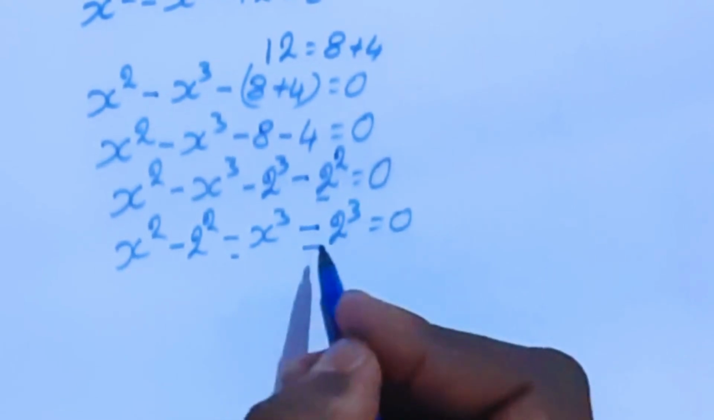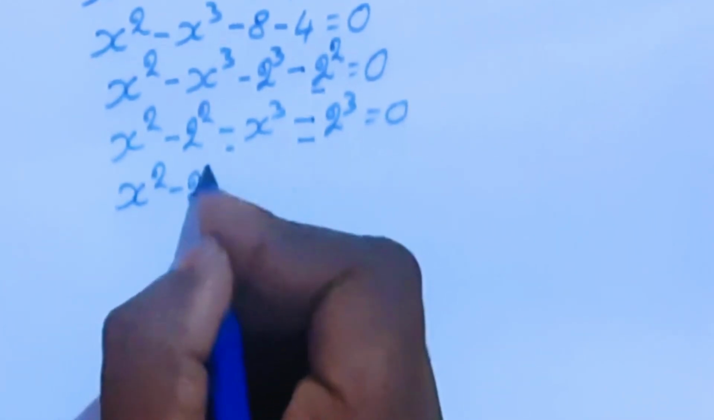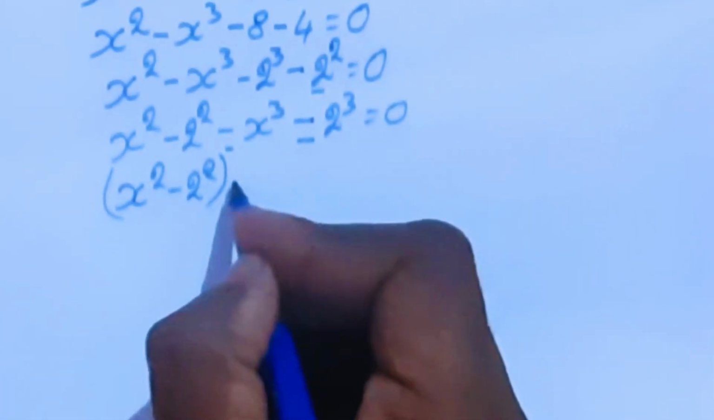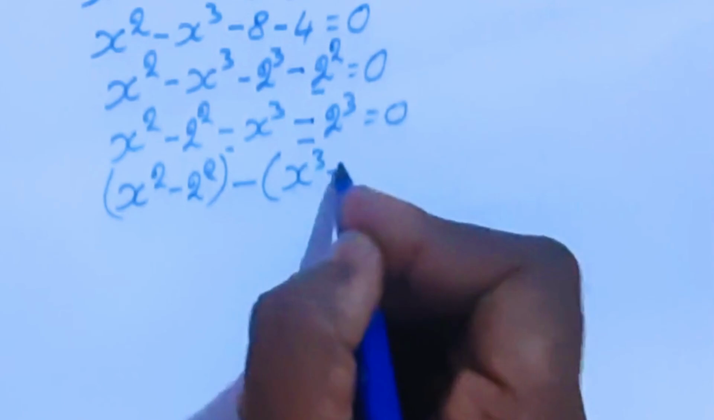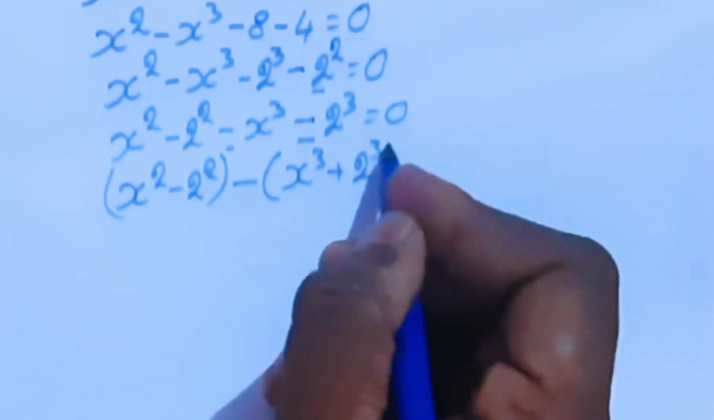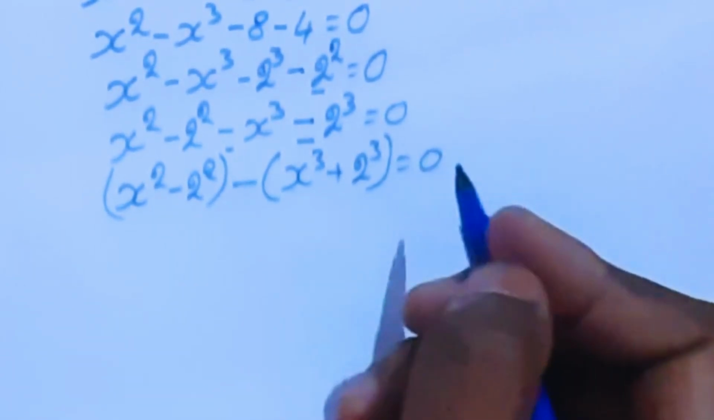Now we are going to take this minus common out. So x^2 - 2^2 - x^3 + 2^3 = 0.